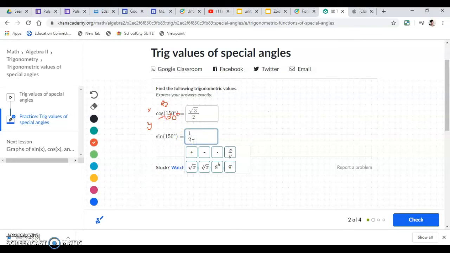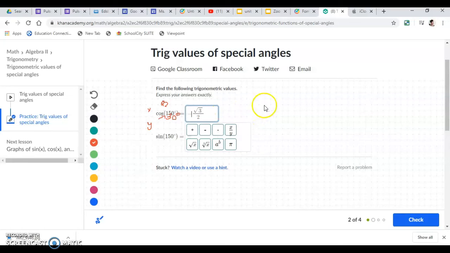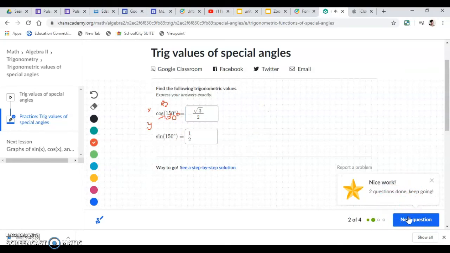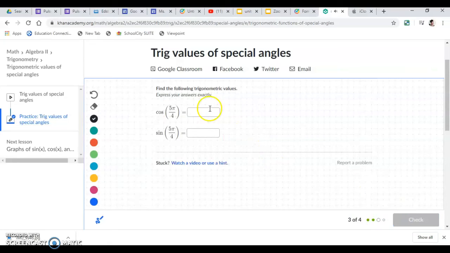And now I just got to think about quadrant 2. The only thing that is positive in quadrant 2 is the sine values, which means my cosine would be negative. So I know I'm going to make this negative. There we go. And let's check our answer. Yay! You see how easy this is? If I know the reference angle, I only have to think about quadrant 1 and then just change the sign.